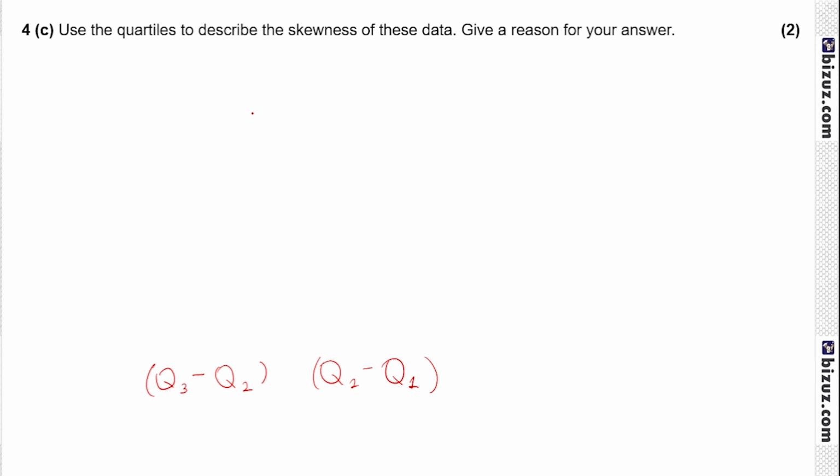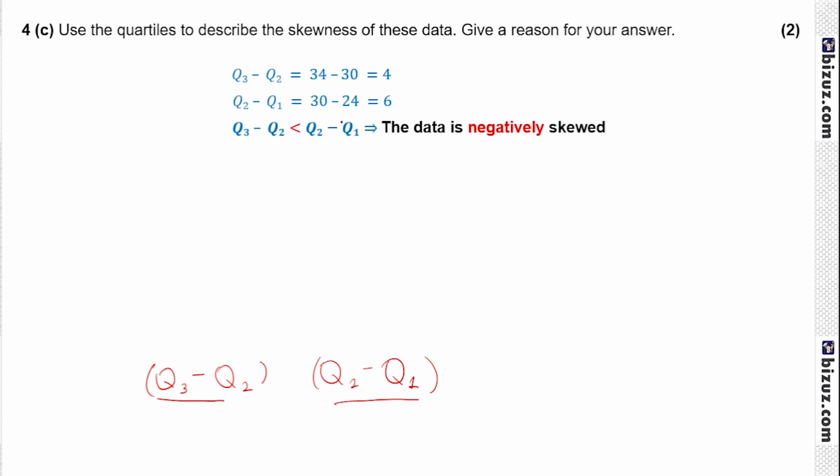So let's see what happens here. We need to first find these two and then compare them. Now, Q3 minus Q2, Q3 is 34, Q2 is 30. So 34 minus 30, that's 4. Q2 minus Q1, that's 30 minus 24, that's 6. We clearly see that Q3 minus Q2, which is 4, is less than 6. That's less than Q2 minus Q1. So according to what we discussed, the data is negatively skewed.